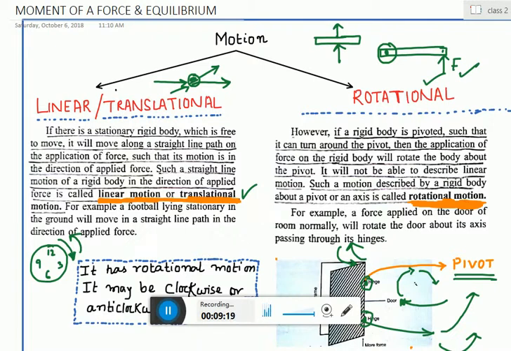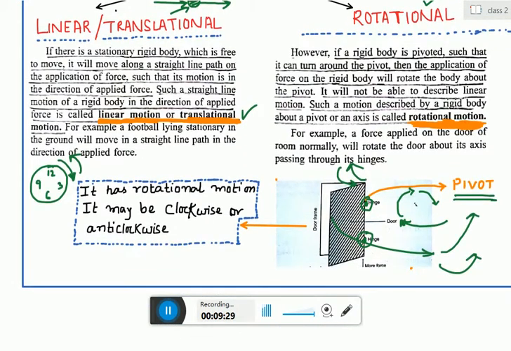If a body is completely free to move, it will undergo linear motion. If the body is pivoted at a point, it will undergo rotational motion. The rotational motion has two types. One is clockwise, another is anti-clockwise. Please pause the video at places wherever required and do note down everything that has been explained in this video, so that it becomes a complete study material for you.